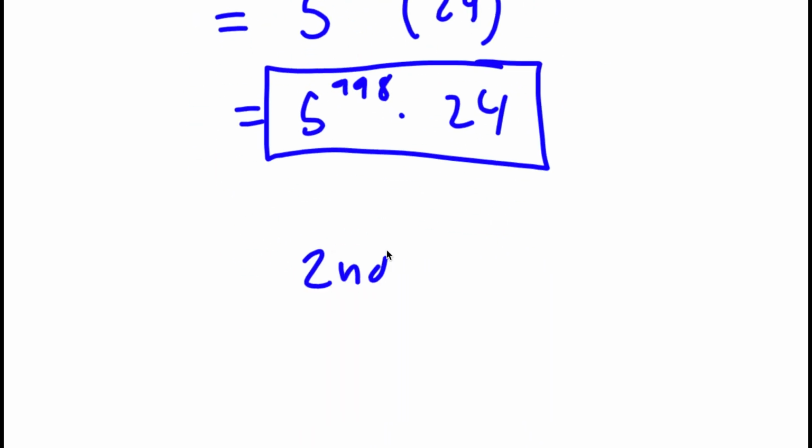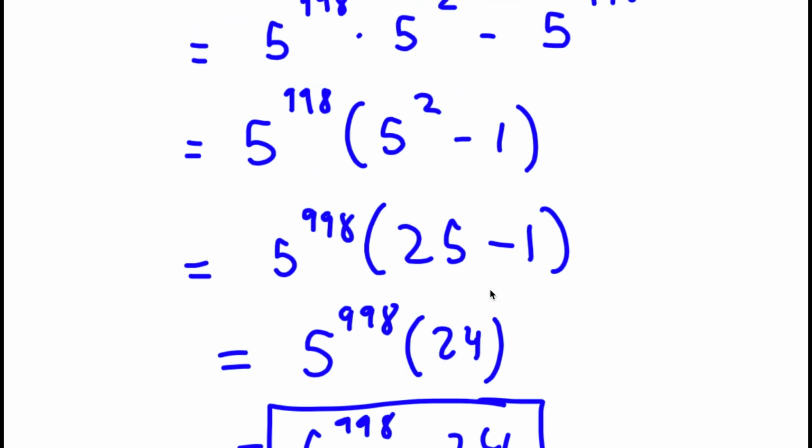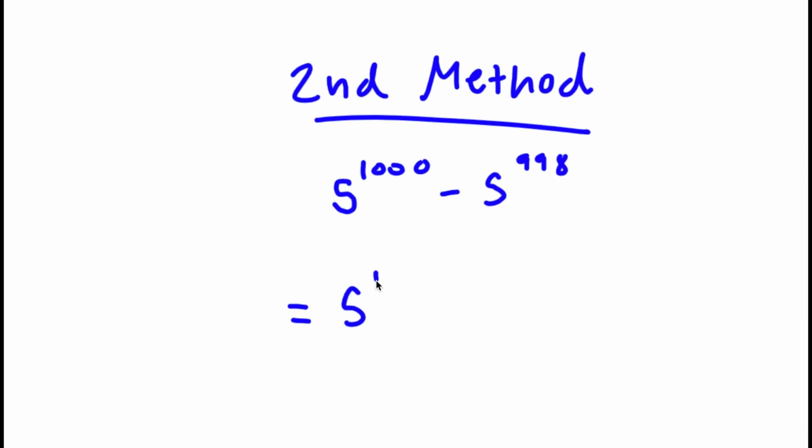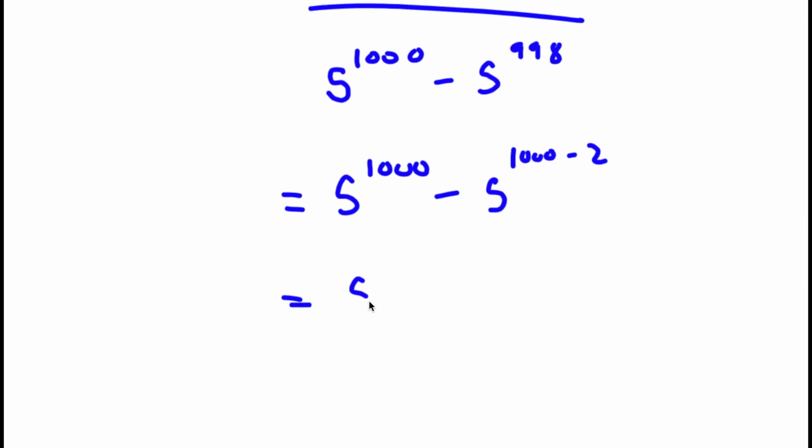Now I actually have a second method of solving this problem. So again, I first start with 5 to the power of 1000 minus 5 to the power of 998. Now this time, instead of changing 1000, I'm going to change 998 to 1000 minus 2. And now this is the same thing as 5 to the power of 1000 plus negative 2.